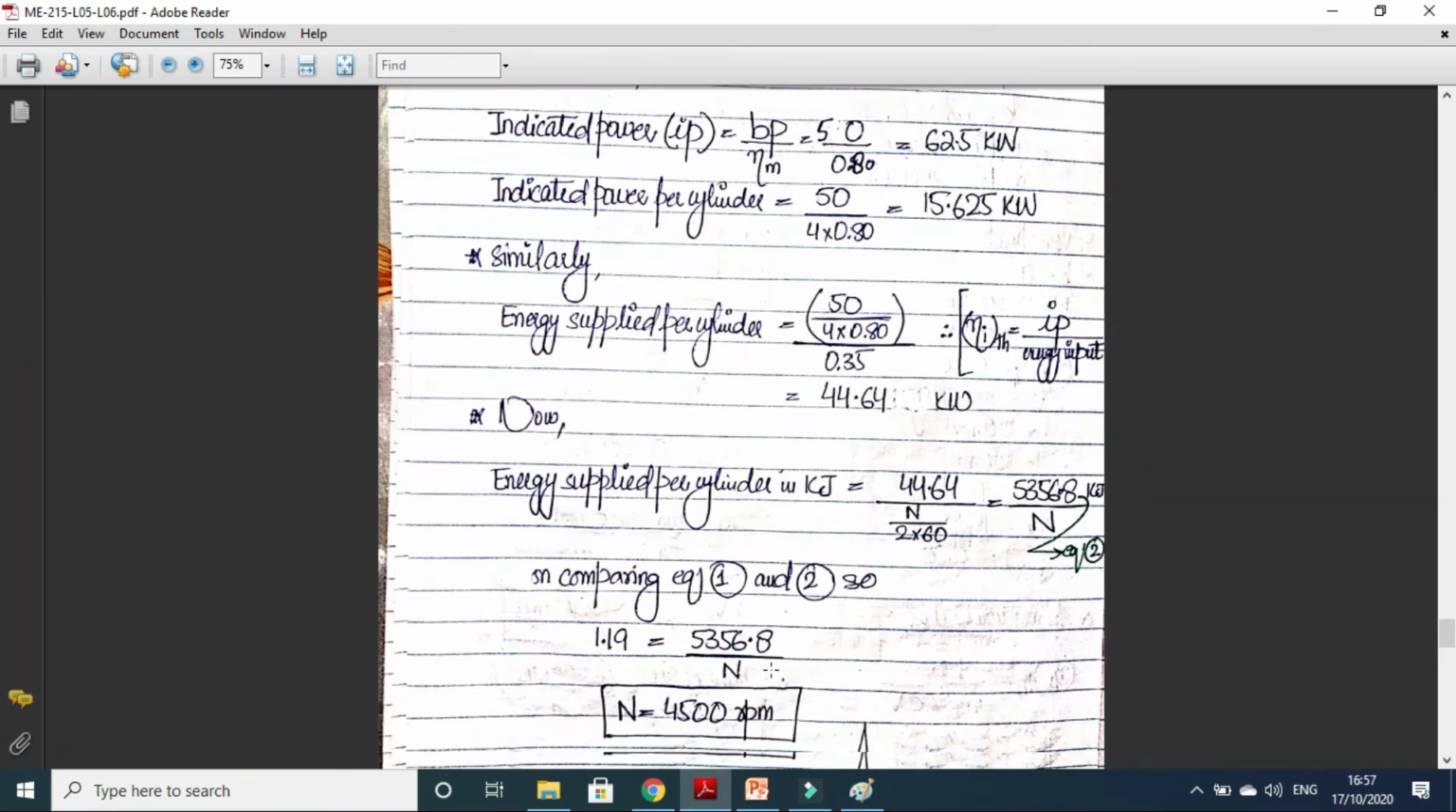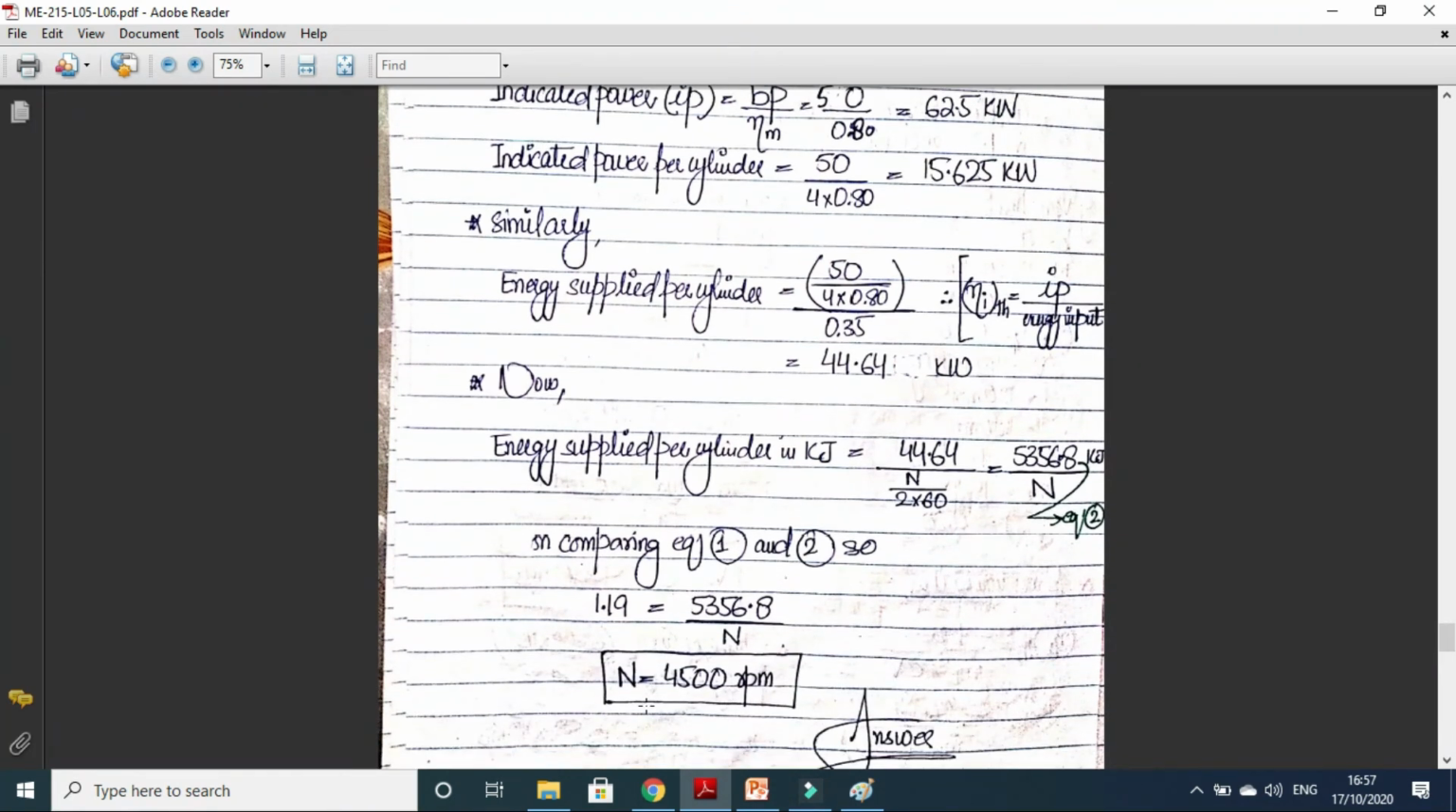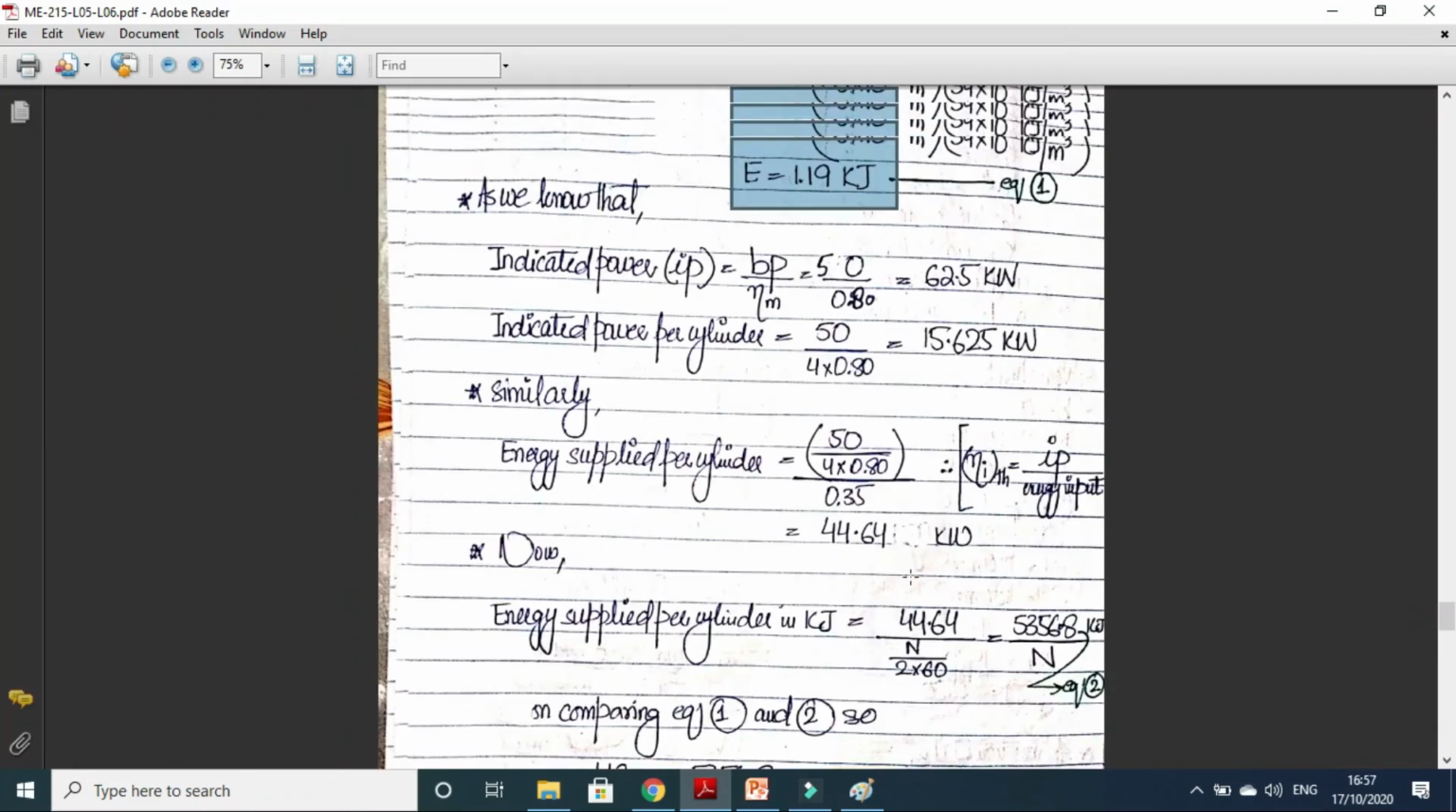Then n comes out to be 45,000 rpm. This was required.